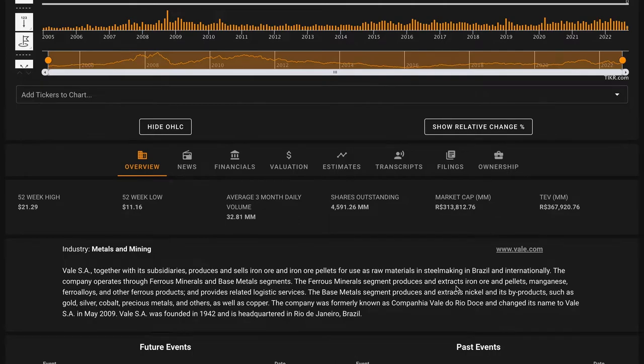So for some background about the business, Vale is the world's largest iron ore miner and one of the largest diversified miners, along with BHP and Rio Tinto. Earnings are dominated by the bulk materials division, primarily iron ore and iron ore pellets, with minor contributions from iron ore proxies, including manganese and coal. The base metals division is much smaller, primarily consisting of nickel mines and smelters with small contribution from copper. The company was formerly known as Compania Vale do Rio Doce and changed its name to Vale S.A. in May of 2009. Vale S.A. was founded in 1942 and is headquartered in Rio de Janeiro, Brazil.